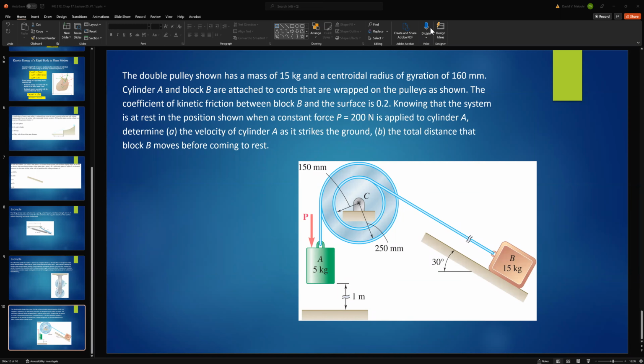So here's our drawing. I've calculated our I using mk squared, 15 times 0.16 squared, and we get 0.384. And then there's our drawing with our respective radii. So first thing we want to look at is the fact that block A and block B are not going to move in a 1-to-1 ratio because of the different radii of the two. And because of that, we have to figure out what that is.